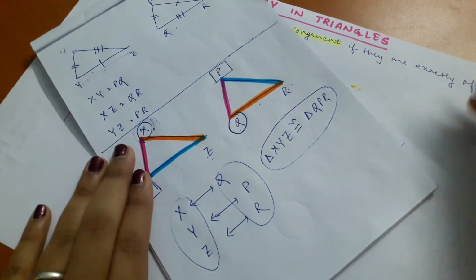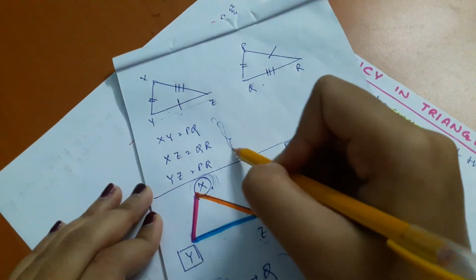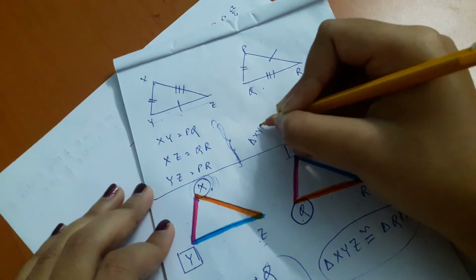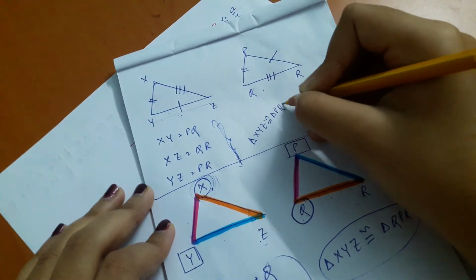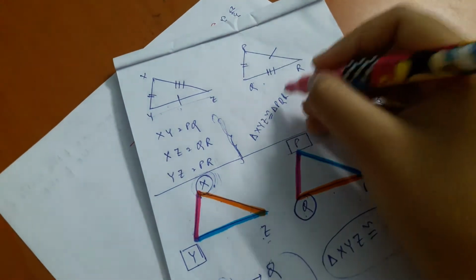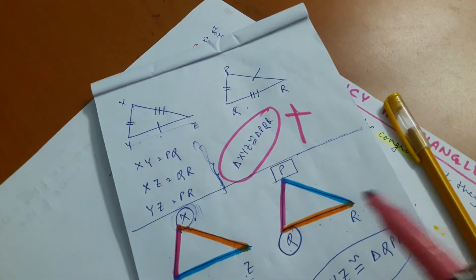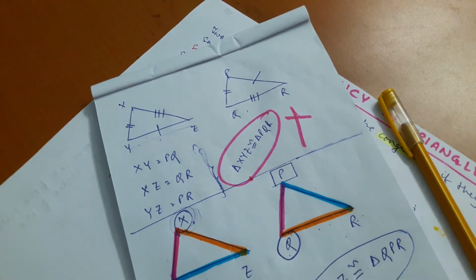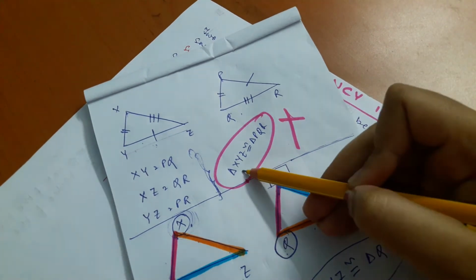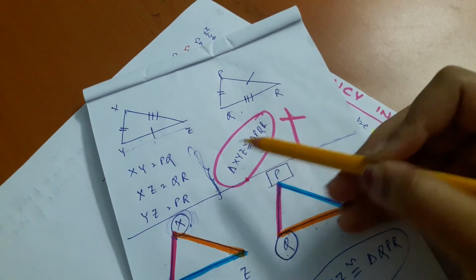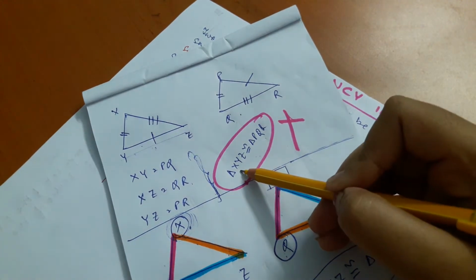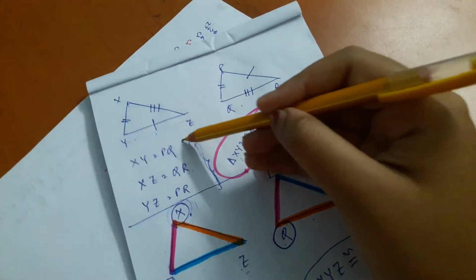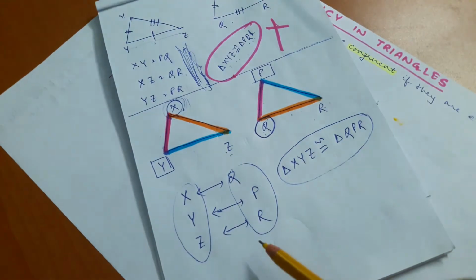Have you got it? Now for this set of given information, if someone writes that triangle XYZ is congruent to triangle PQR, this statement is fully wrong. This statement is wrong because just now I have said about the order we maintain and congruency. If we write triangle XYZ is congruent to triangle PQR, the order is not matching. It means X is not matching with P, Y is not matching with Q, Z is not matching with R, because according to this given information the matching happens differently.